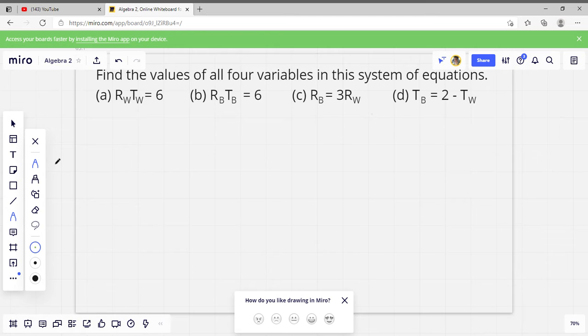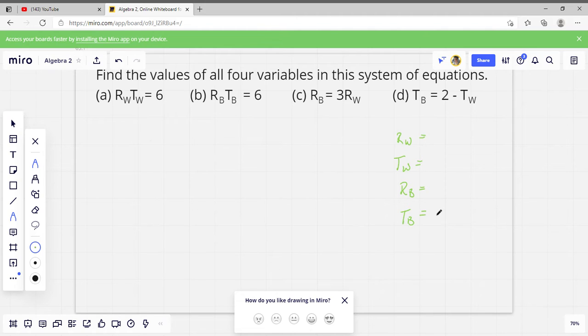Alright, so when we look at these four sets of equations, find the values of all four variables in the system of equations. We'll see that we have four variables. We've got RW, TW, RB, and TB. And we have to find all four of those values.